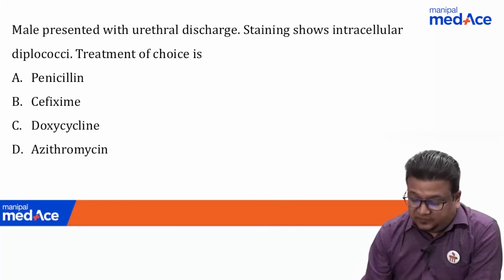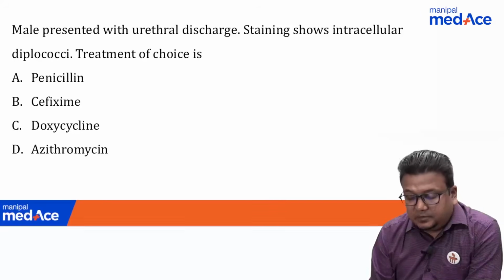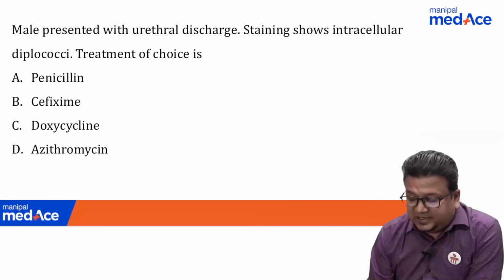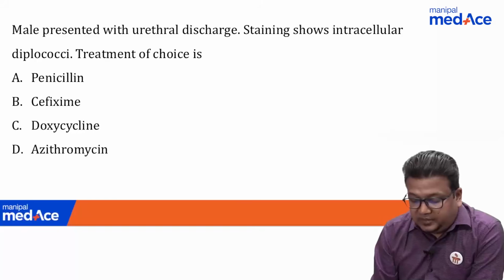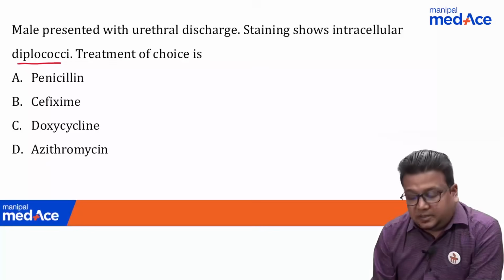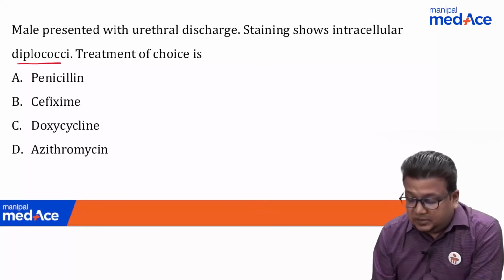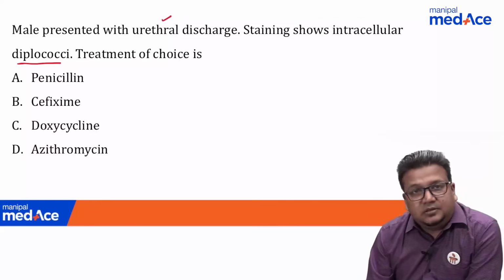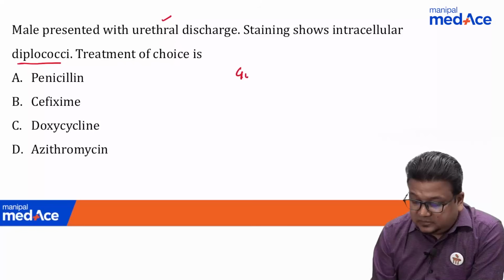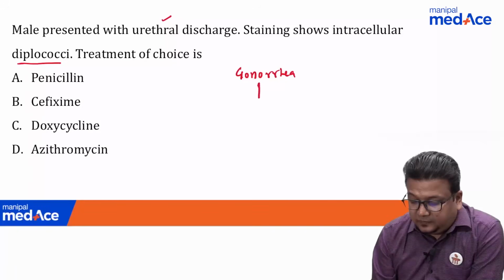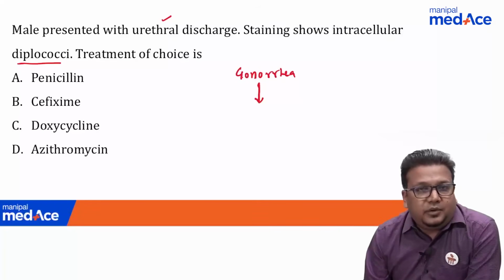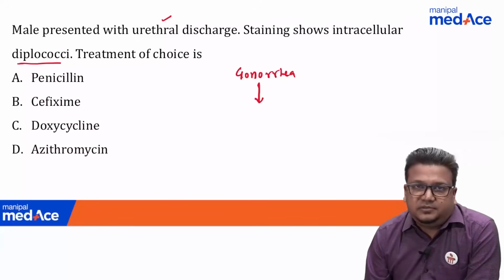Moving to the next question, we have a male who presented with urethral discharge. Staining of the urethral discharge shows intracellular diplococci, treatment of choice. So urethral discharge, diplococci, the answer is gonorrhea. So we are looking at a case of gonorrhea. Now gonorrhea treatment has been asked many times recently. So that has always been an important topic in the last couple of years.